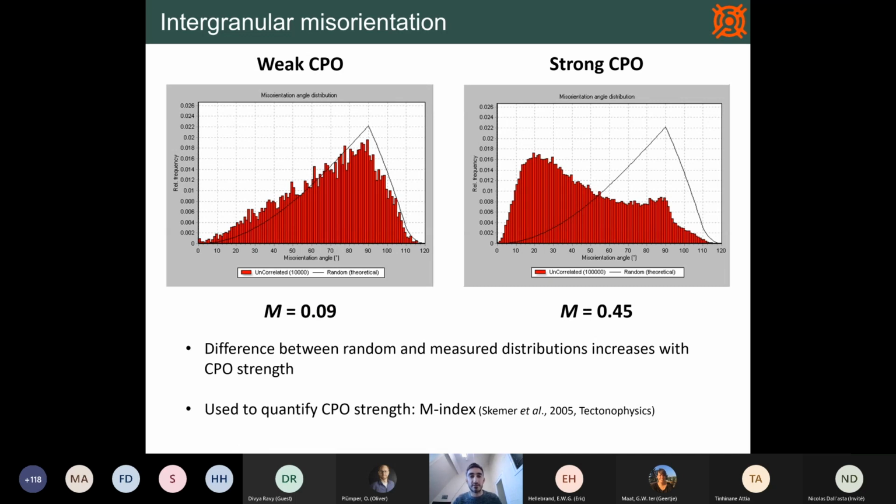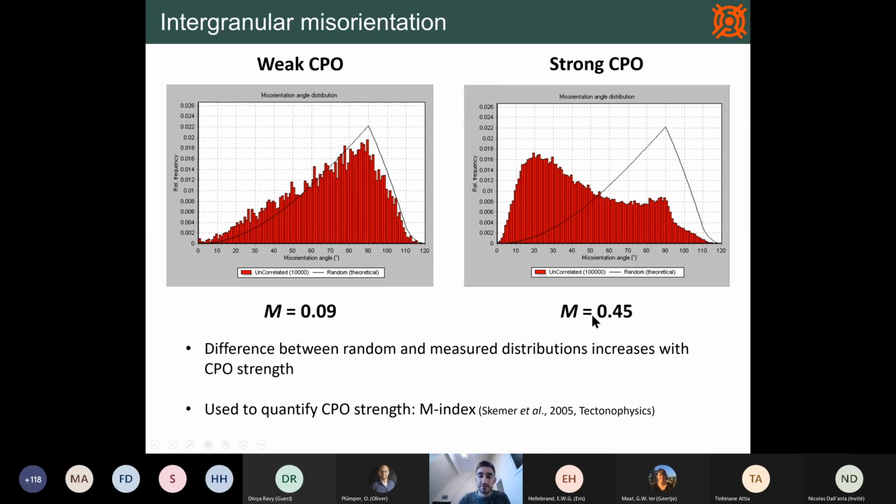And this is actually going to tell us something about how well aligned the crystals are. So whether it's a weak CPO or a strong CPO. If it's a weak CPO, then the measured misorientation angles are going to be close to this distribution that we expect for randomly oriented crystals. But if the crystal axes are really well aligned, then the misorientation angles are going to be, on average, smaller. So now this distribution is skewed over to the smaller misorientation angles.